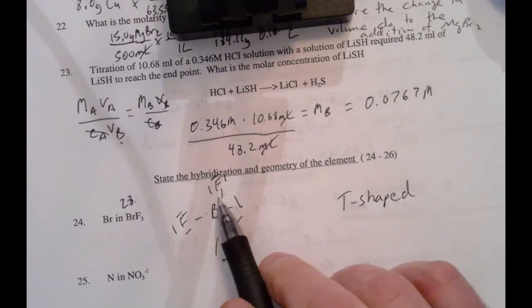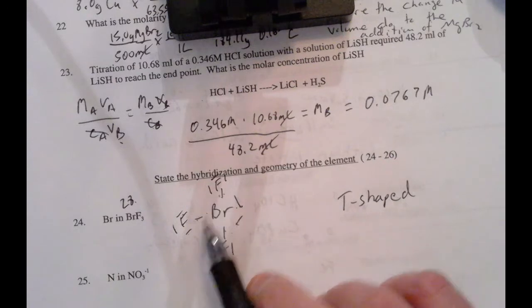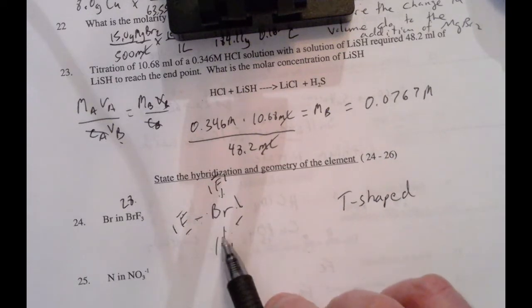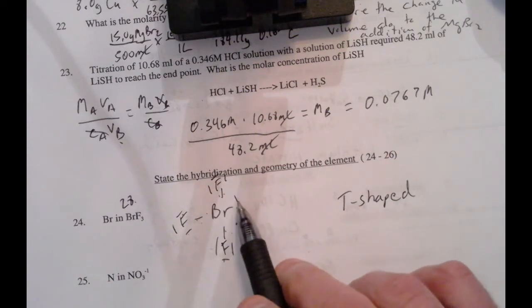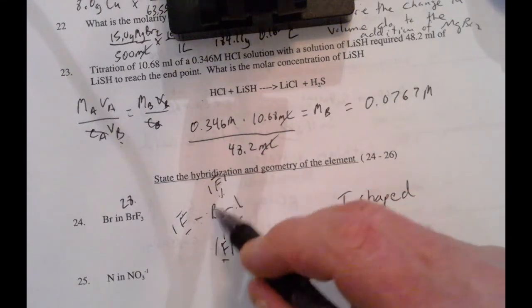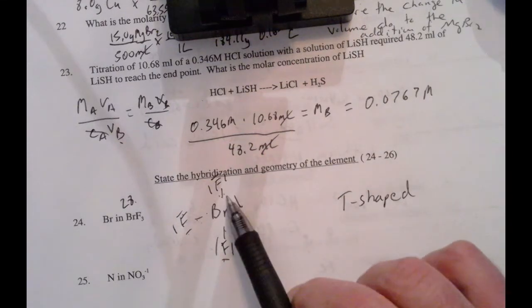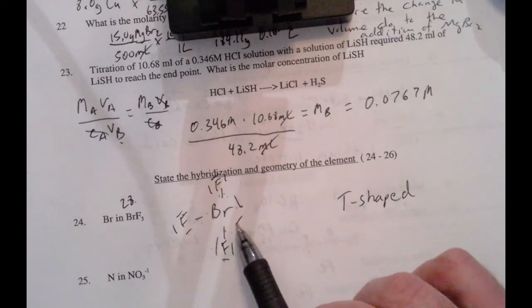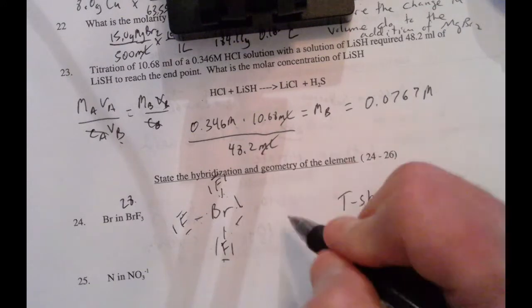And we have S, P, 1, 2, 3, D. Basically, we count all of the electron regions. We start with S, and then there's 1, 2, 3, P, so P3, D.